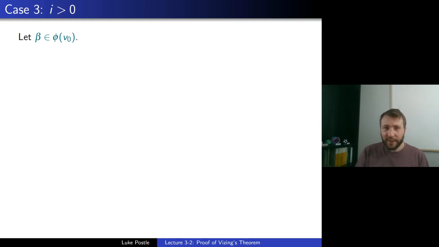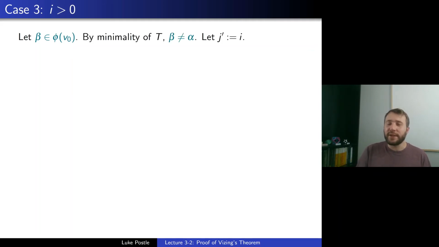So in particular, what that means is you could take a color missing at V naught, and we know such colors exist, every vertex has some missing colors, and here's where we're using the fact that k is at least delta plus 1. So every vertex has some missing colors. In particular, let's just take one, beta at V naught, and by the minimality of t, you can easily see then that beta is not equal to alpha.